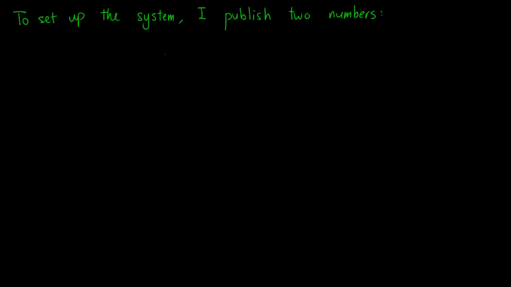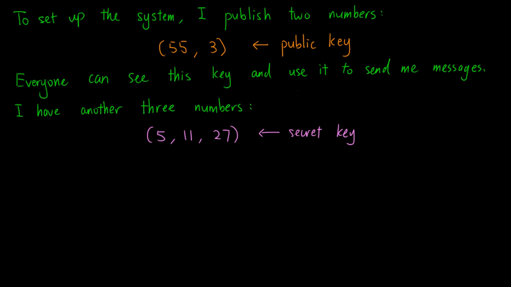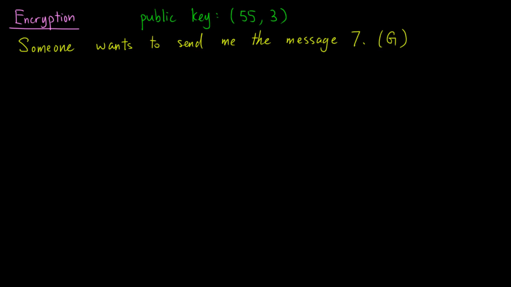To set up the system, I will publish two numbers, 55 and 3, which is called the public key, and I will explain the choice of these numbers later. Everyone can see this key and use it to send me messages. I have another three numbers, 5, 11, and 27, which is called the secret key, and I will keep them secret for decryption. The process of encryption is as follows.